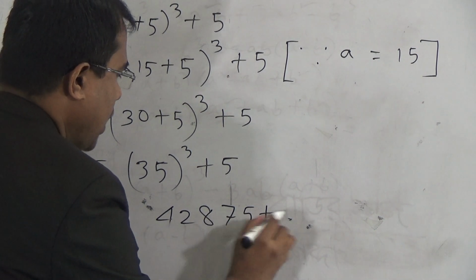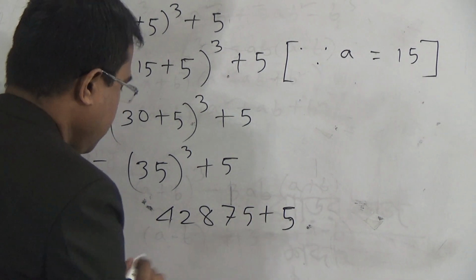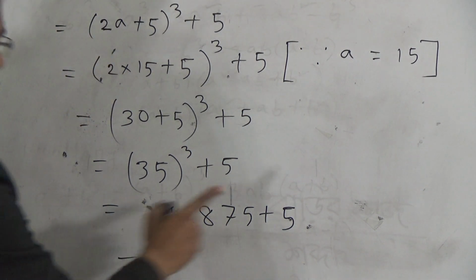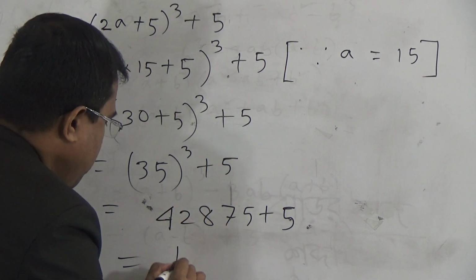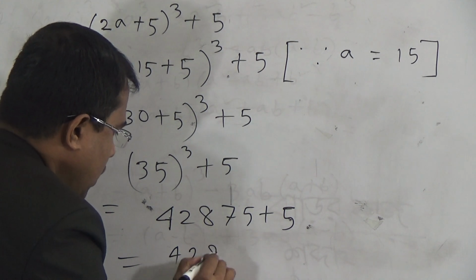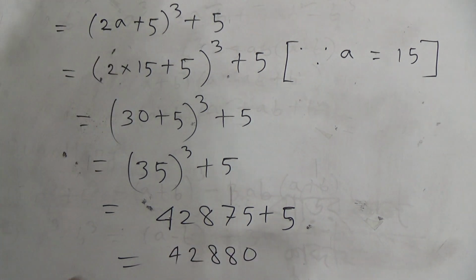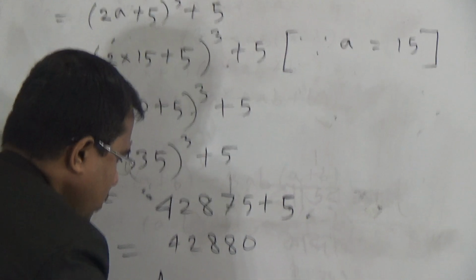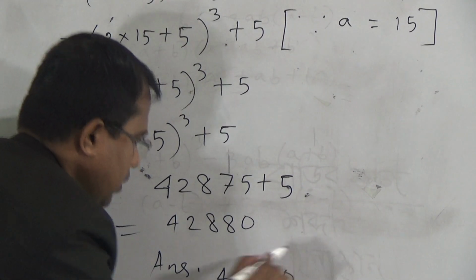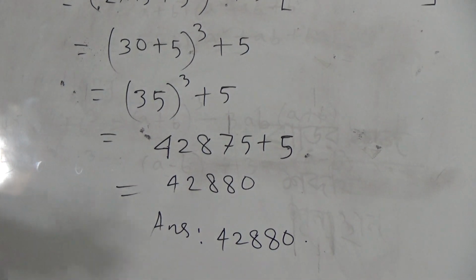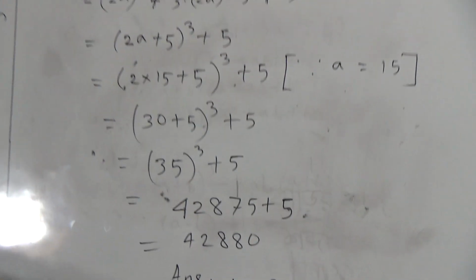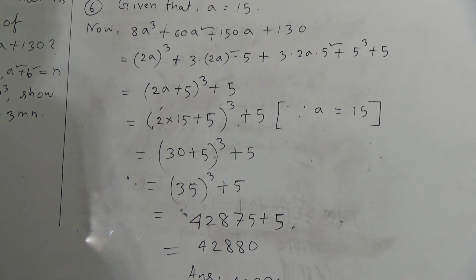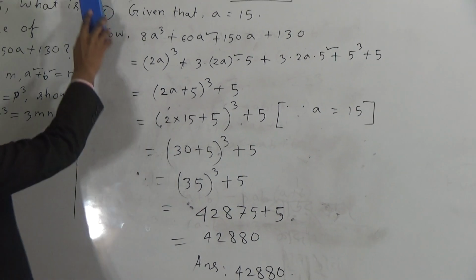42,875 plus 5. If we add 5 with this number, then it will be 42,880, and this is the answer, 42,880. Dear students, we have solved number 6 problem. Now we will solve number 7.